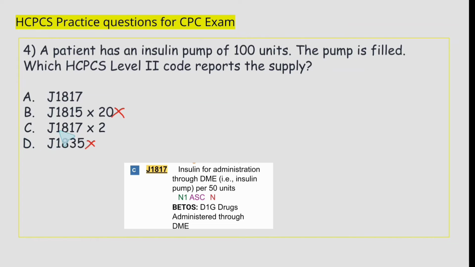We are left with option A and option C. J1817 is for per 50 units, but in our question they have mentioned 100 units. So you have to multiply it 2 times. So the right answer is option C. Next question.